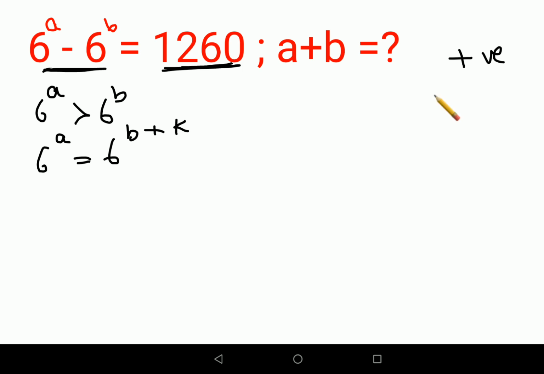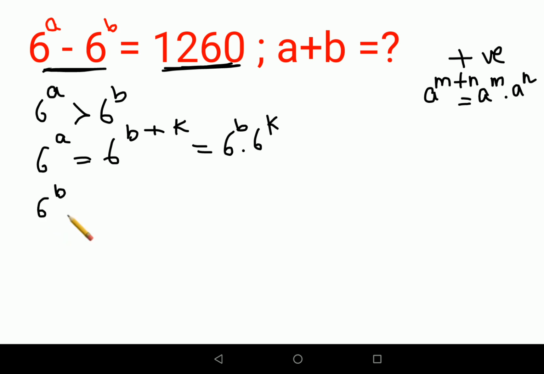Another thing you all need to remember is when you have a raised to m plus n, it can be written as a raised to m into a raised to n. So 6 raised to a, which is now equal to 6 raised to b plus k, can be written as 6 raised to b into 6 raised to k. So using the same logic, instead of 6 raised to a, I'll write 6 raised to b into 6 raised to k minus 6 raised to b, which is equal to 1260. I hope everybody has understood till here.